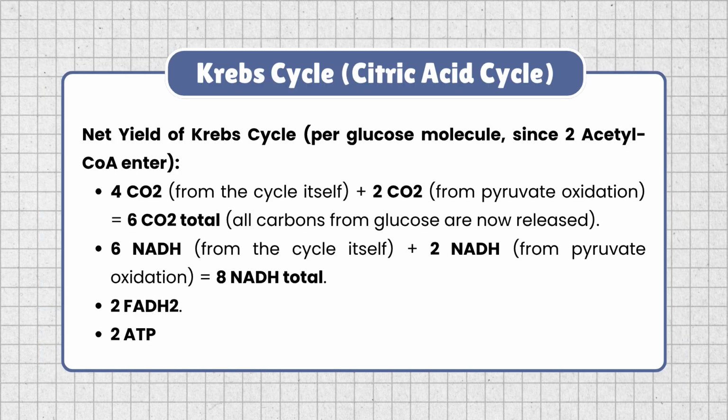Now, for the net yield of Krebs cycle, we have 4 carbon dioxide from the cycle itself plus 2 carbon dioxide from the pyruvate oxidation. So in total, we have 6 carbon dioxide. Next, we have the 6 NADH from the cycle itself plus 2 NADH from pyruvate oxidation, which means we produced 8 NADH in total. Next, we have created 2 FADH2 as well as 2 ATP.